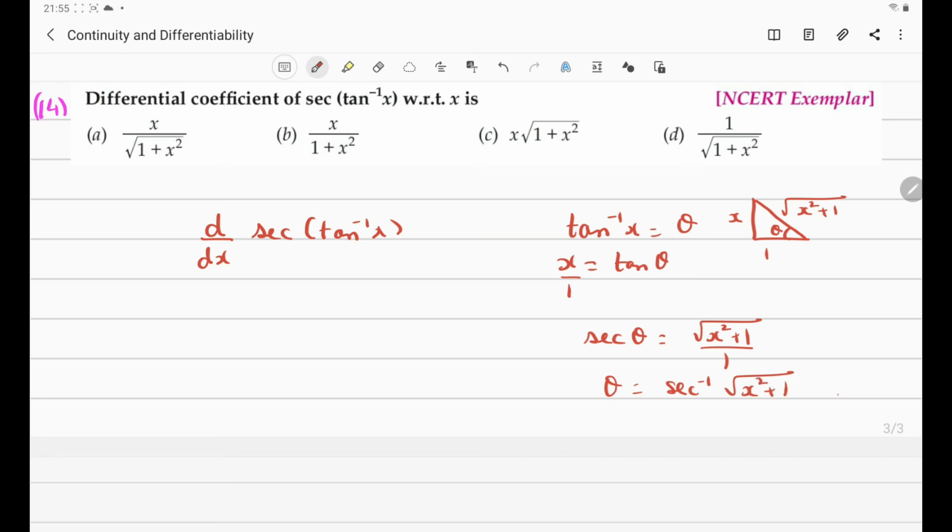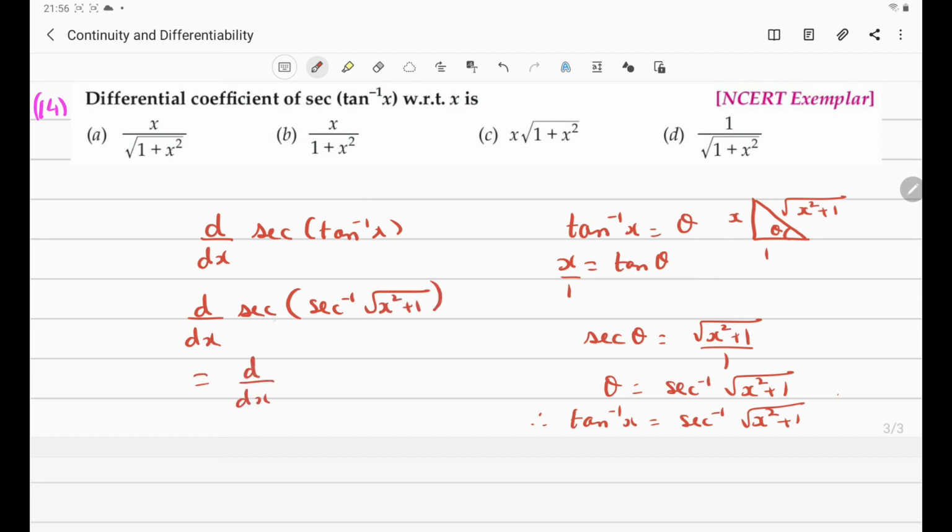So, we have already taken tan inverse x as theta and we got theta equal to secant inverse root x square plus 1. Therefore, we can say that tan inverse x equals secant inverse of square root of x square plus 1. So, we write this as d by dx of secant of, in place of tan inverse x, we write secant inverse of root over x square plus 1.